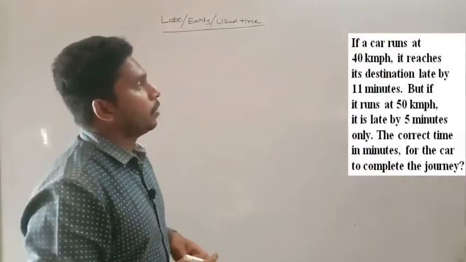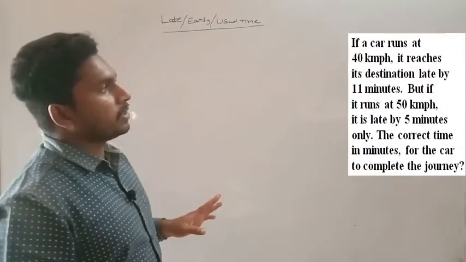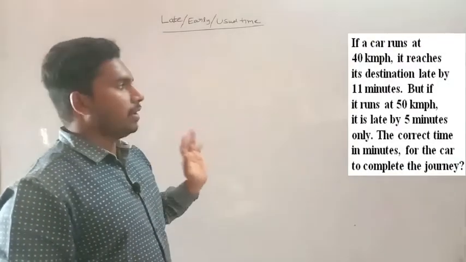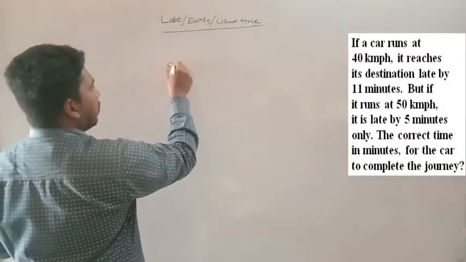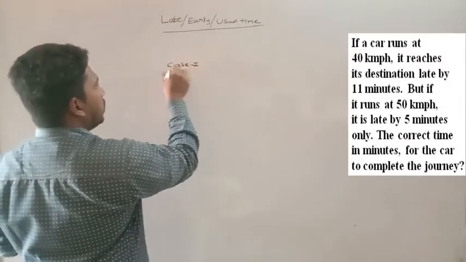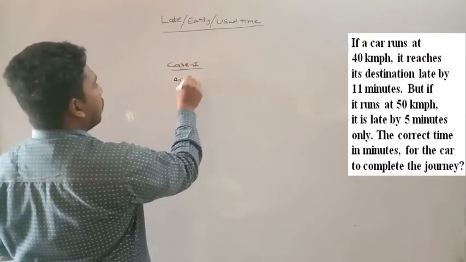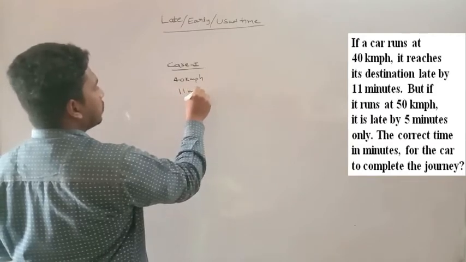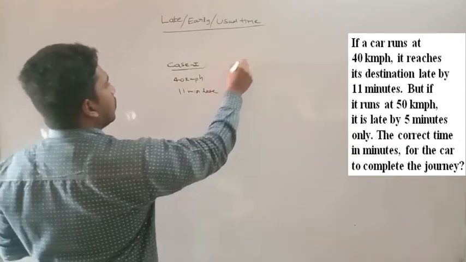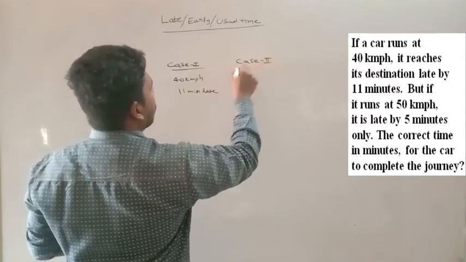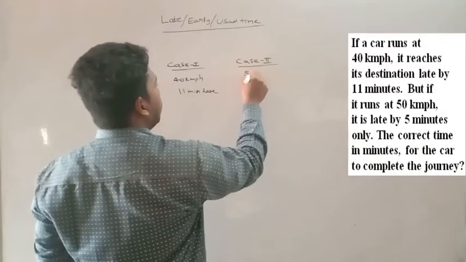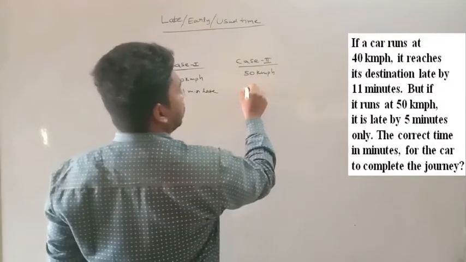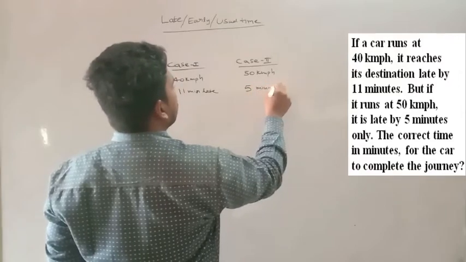Now let us solve another problem. So here, if a car runs at 40 km per hour, it reaches late by 11 minutes. Okay, so that will be our case 1. So in case 1, it is traveling with a speed of 40 km per hour and it is late by 11 minutes. And in case 2, what is the traveling speed? That is 50 km per hour, and here it is being late by 5 minutes.